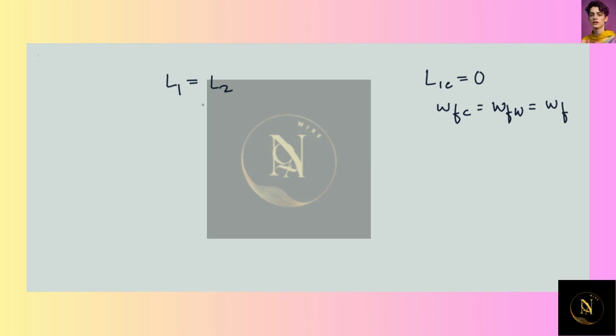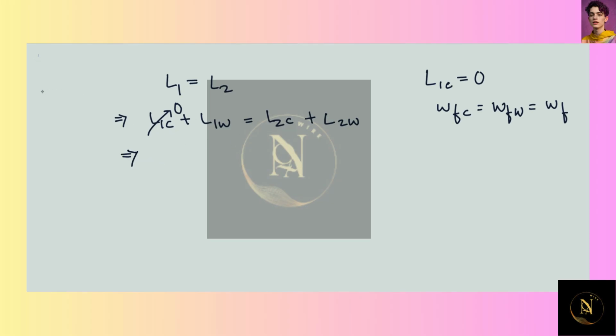Now L1 and L2 stand for the total angular momentum. So L1 is the initial angular momentum of the clay plus the initial angular momentum of the wheel, and we write the same for the final angular momentum. And since the initial angular momentum for the clay is zero, we finally arrive at this expression.